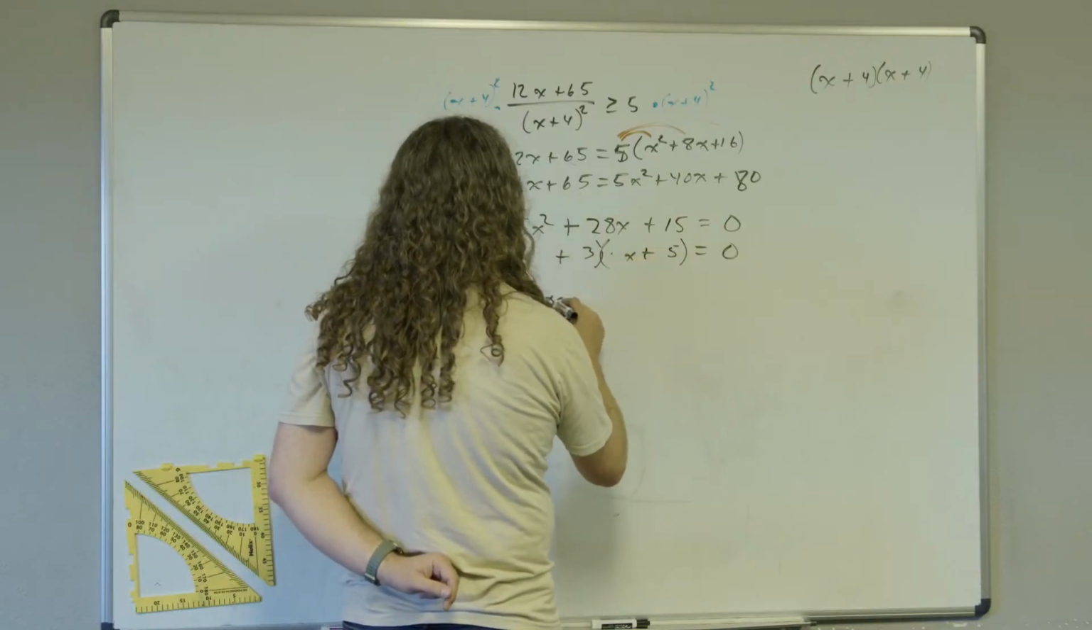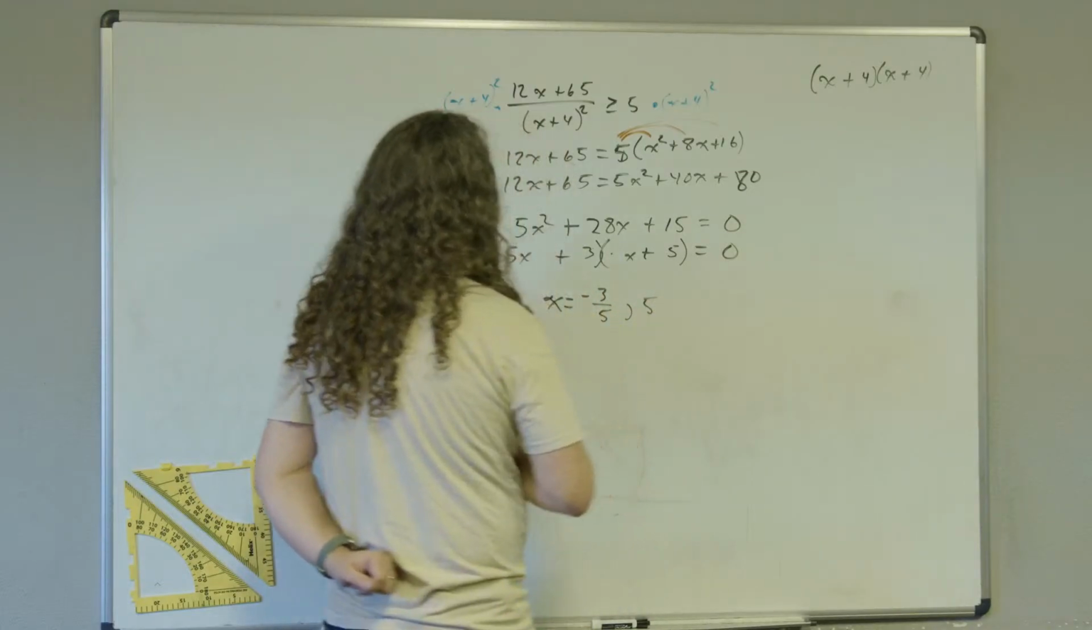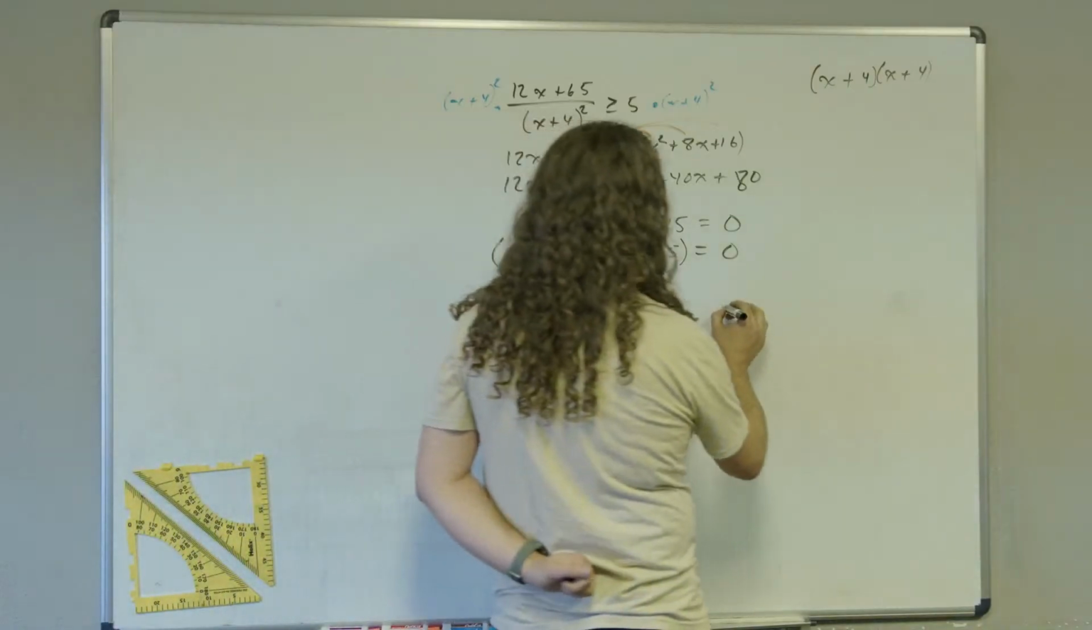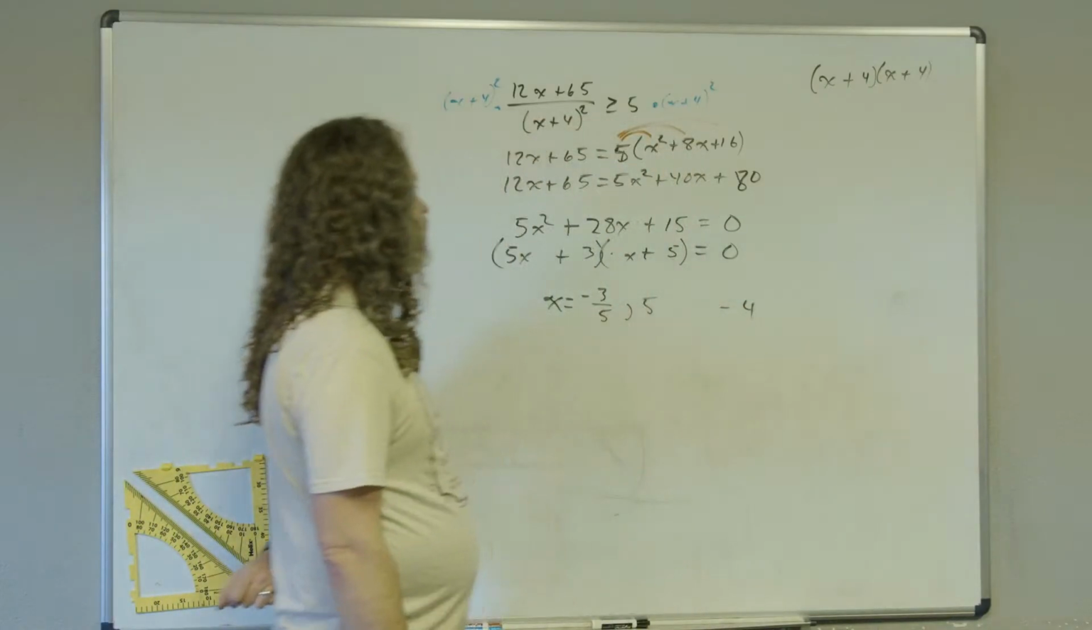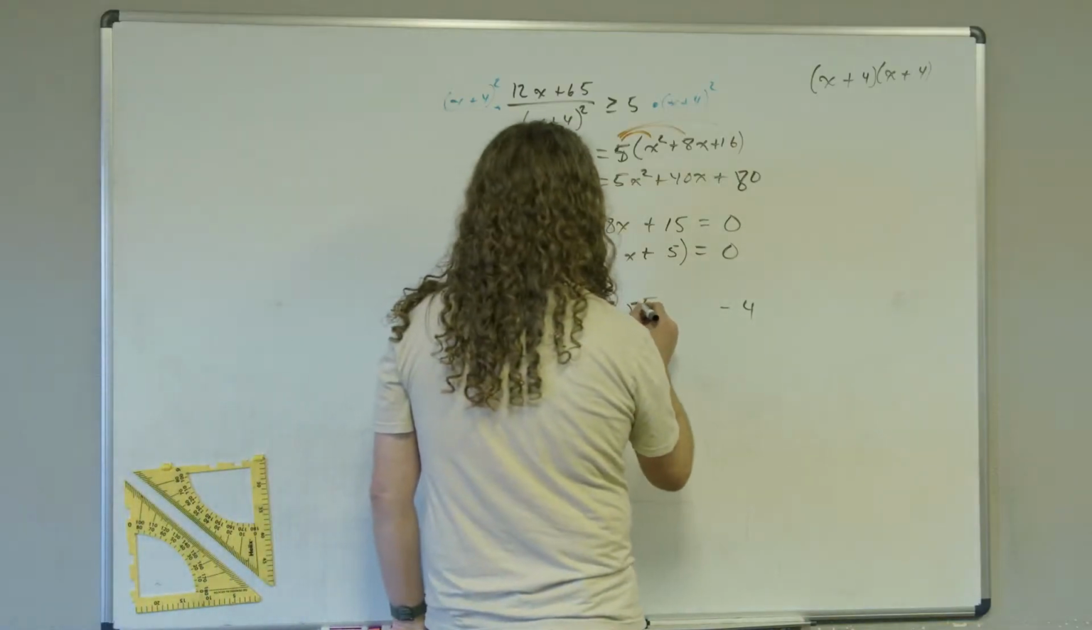So x equals negative 3/5 and negative 5. And then we have one more critical point, right? It's at negative 4. Wait a minute. Yeah, because squaring 0 is still 0. Square rooting, actually, but yes. It's also negative 5. It's supposed to be negative. Oh yeah, it is.